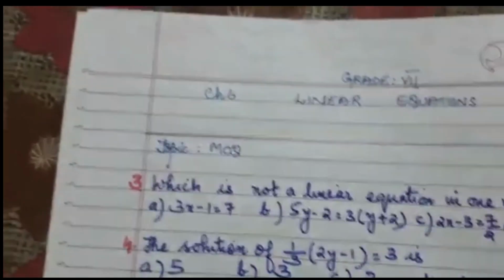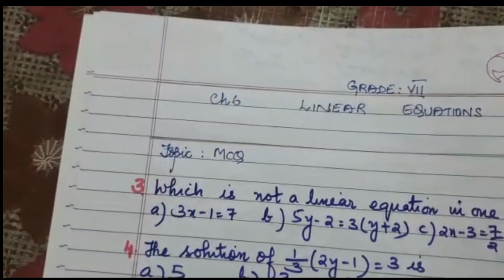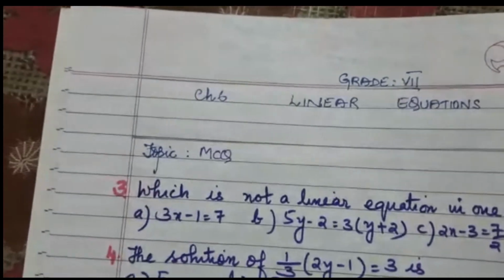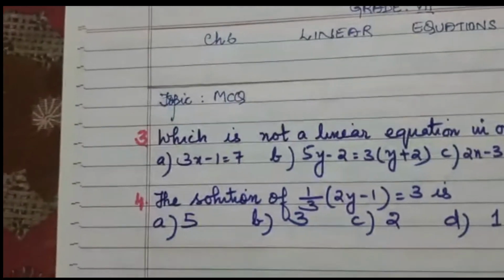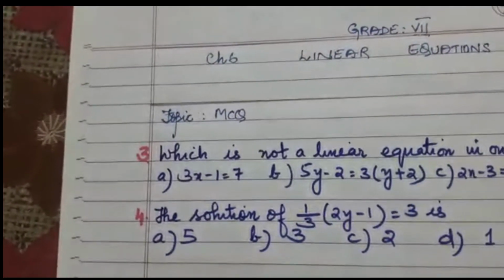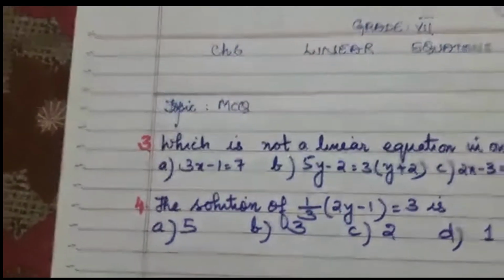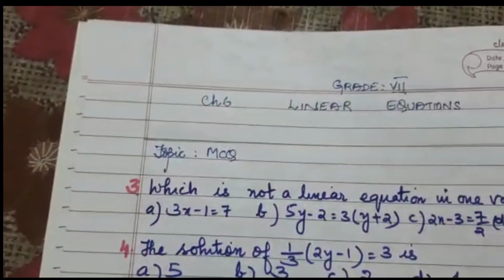Students, today in chapter 6 we are going to do linear equations. The topic is MCQ. We have revised all the question answers, everything. Now the first MCQ question: which is not a linear equation in one variable?